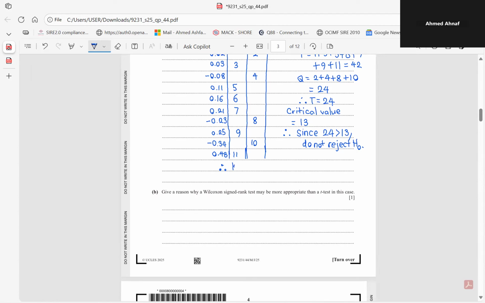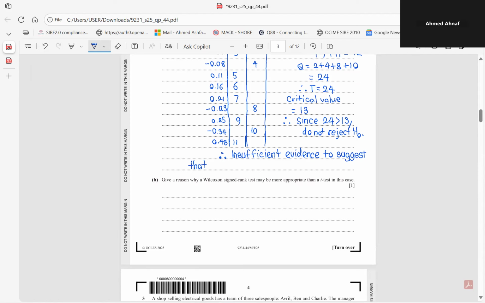So we can say that there is insufficient evidence to suggest that the average sound level is more than 8.